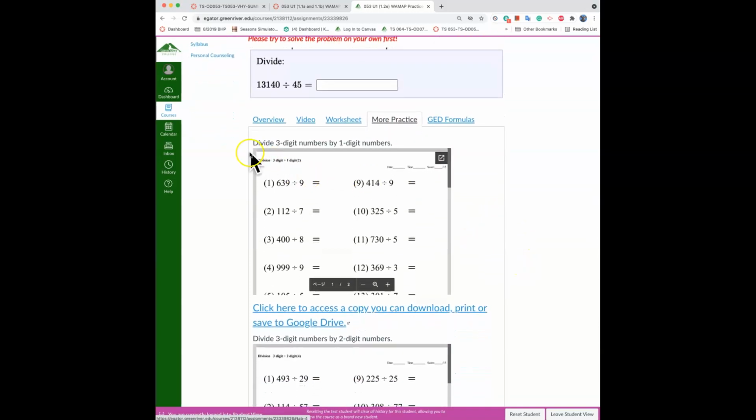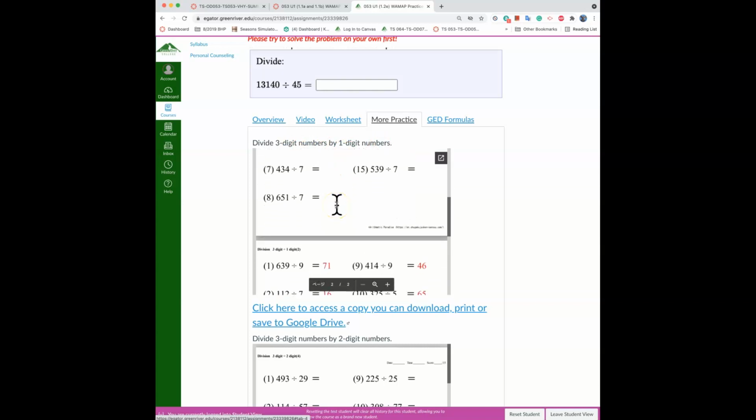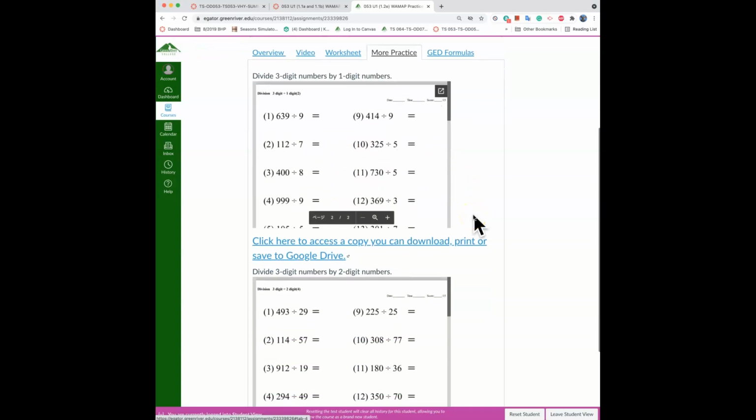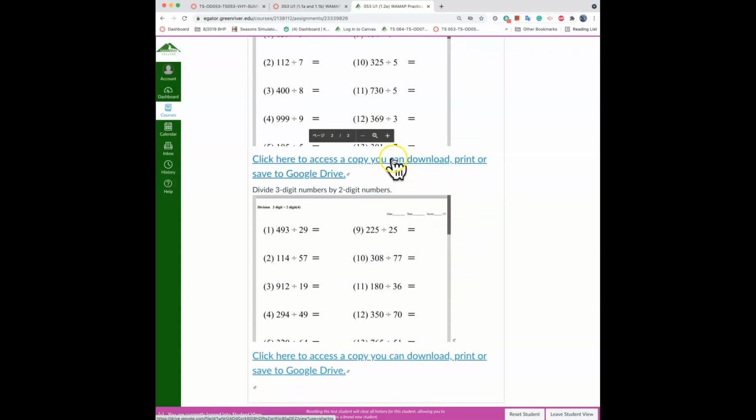More practice is available here, a couple of PDFs. Usually I just have one PDF, but here you divide 3-digit numbers by 1-digit numbers. That's a little bit easier, and the answers are on the second page. These are horizontal division problems, so you'll need to set them up correctly. I'd like you to learn how to do that for sure. And if you click here, you can get a PDF that you can use at Google Drive, and you can use editing software to write in your answers if you want.